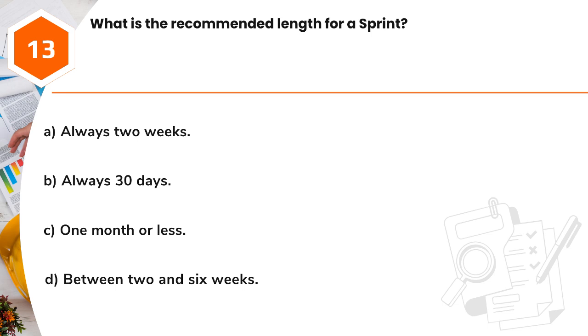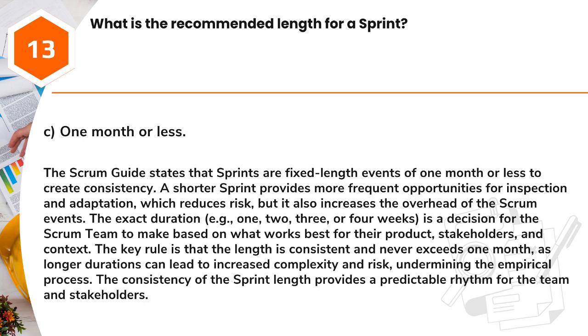Question 13. What is the recommended length for a sprint? A. Always 2 weeks. B. Always 30 days. C. 1 month or less. D. Between 2 and 6 weeks. Answer: C. 1 month or less.